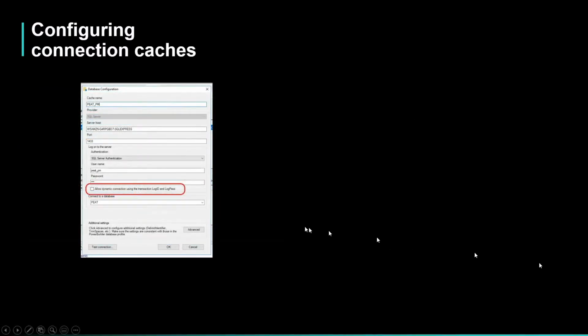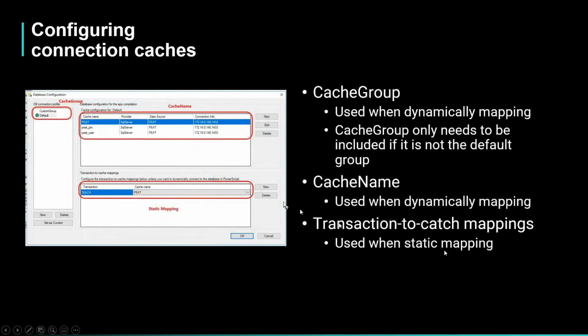If you open up the definition of one of those caches, you'll see there's an option that says allow dynamic connection using the transaction log, SQL ID, and log pass. What that means is when you're using static caches and dynamic caches, in both cases, when you're connecting to the database on the server side, it's just going to take whichever cache you're using and connect to the database using the login ID and password that are defined in the cache.